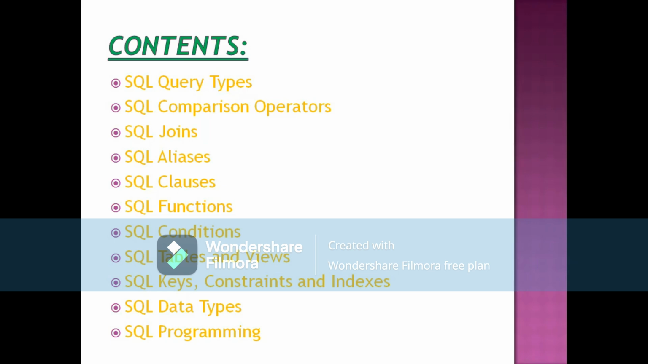And next topic is SQL aliases. What are aliases? For example, if we have one table, we can rename that table. That is called an alias. Not only the table, we can rename the column name also. By using SQL aliases, we can rename the column name or table name.